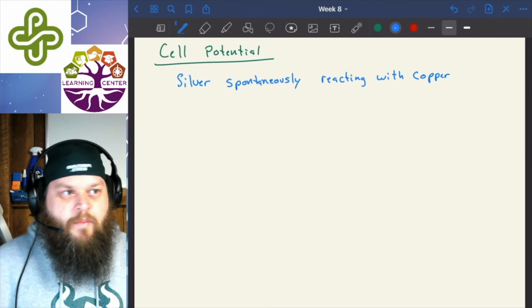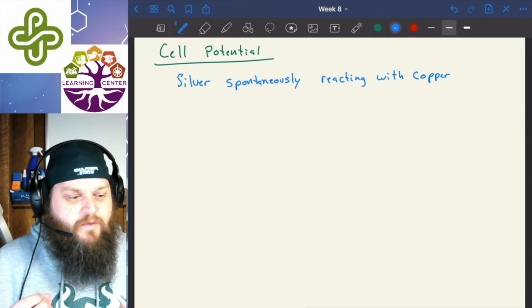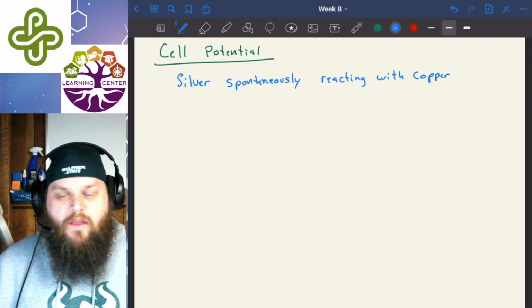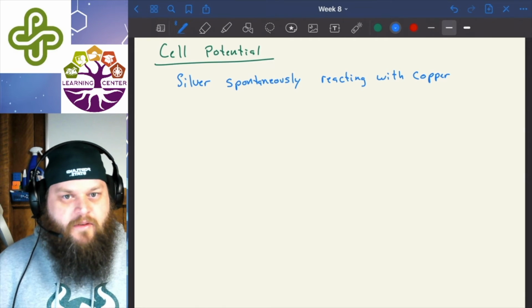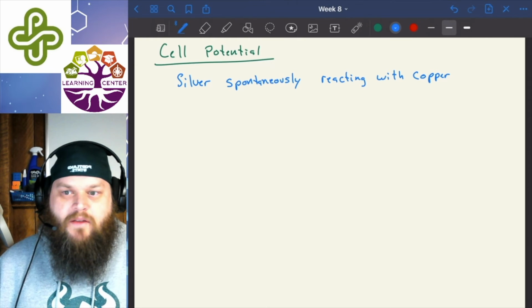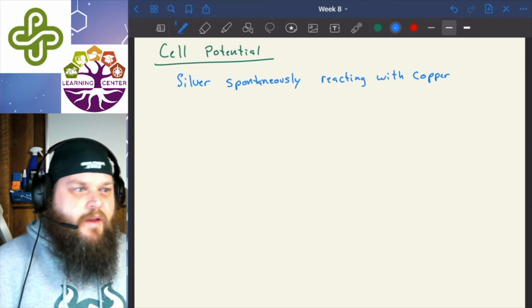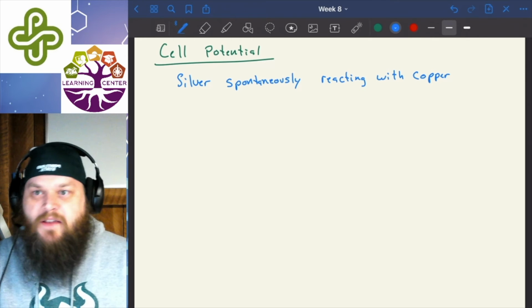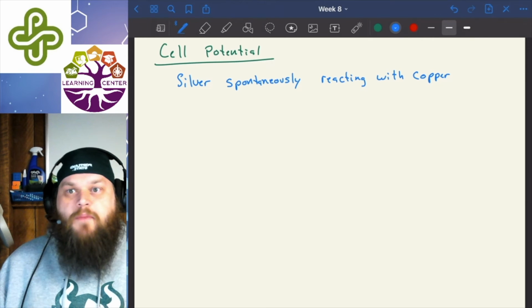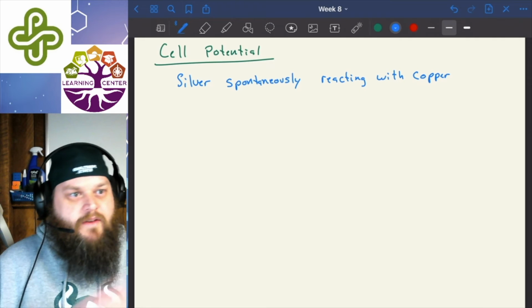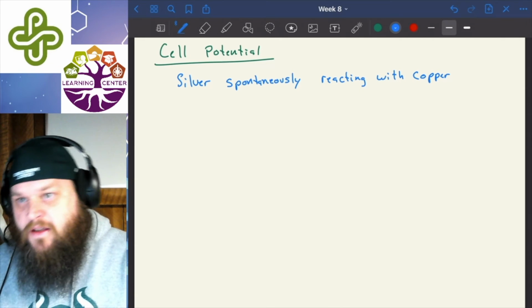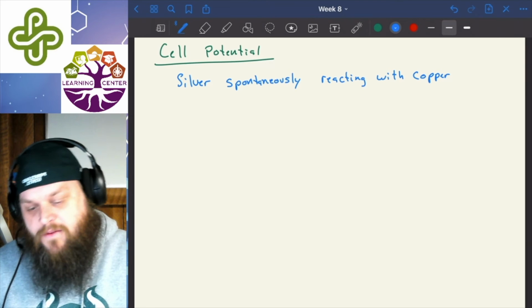Not all metals and not all two metals are going to spontaneously react. If we were to swap out that silver with lead, for example, or iron, they're not going to react in the same way that copper does. And we're going to see that now. So the spontaneous reaction, we can say, can be measured based on this potential of it to react. How much potential there is between the two cells. And that potential we can measure in voltage.